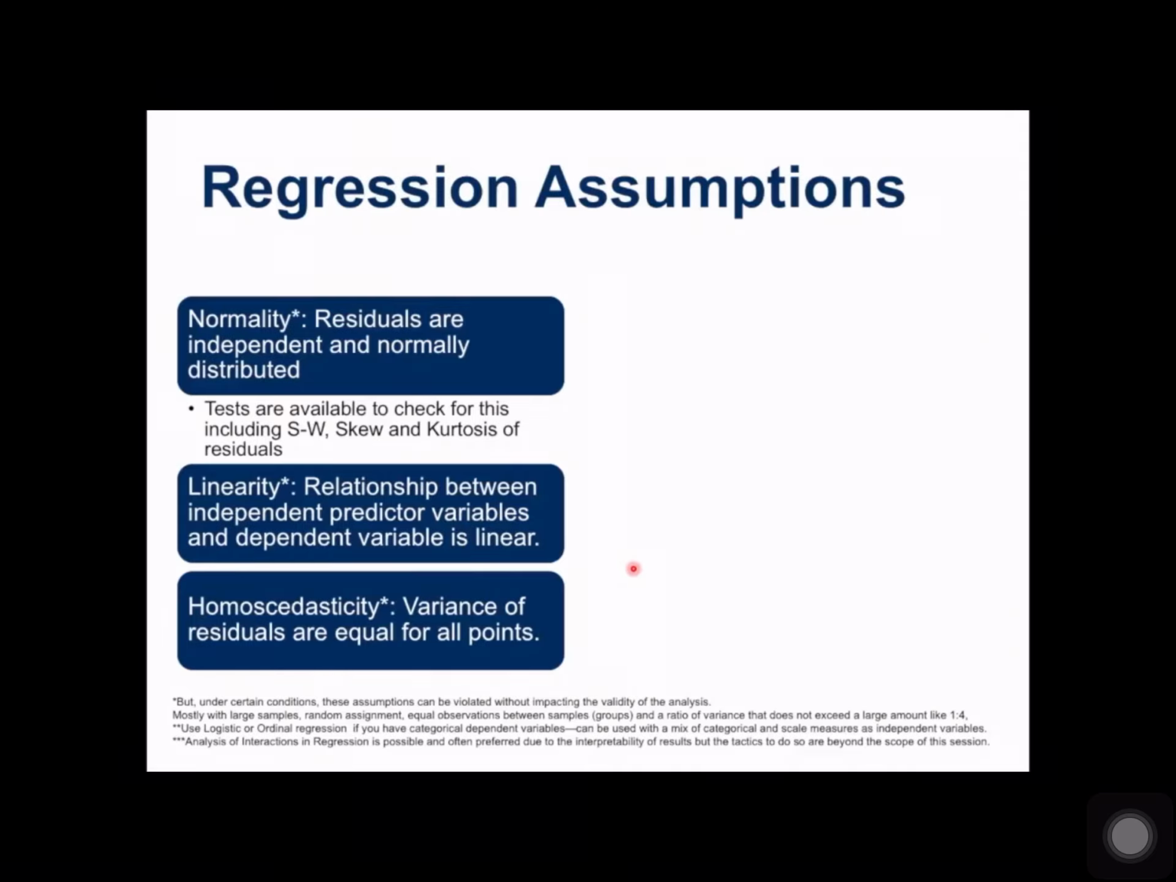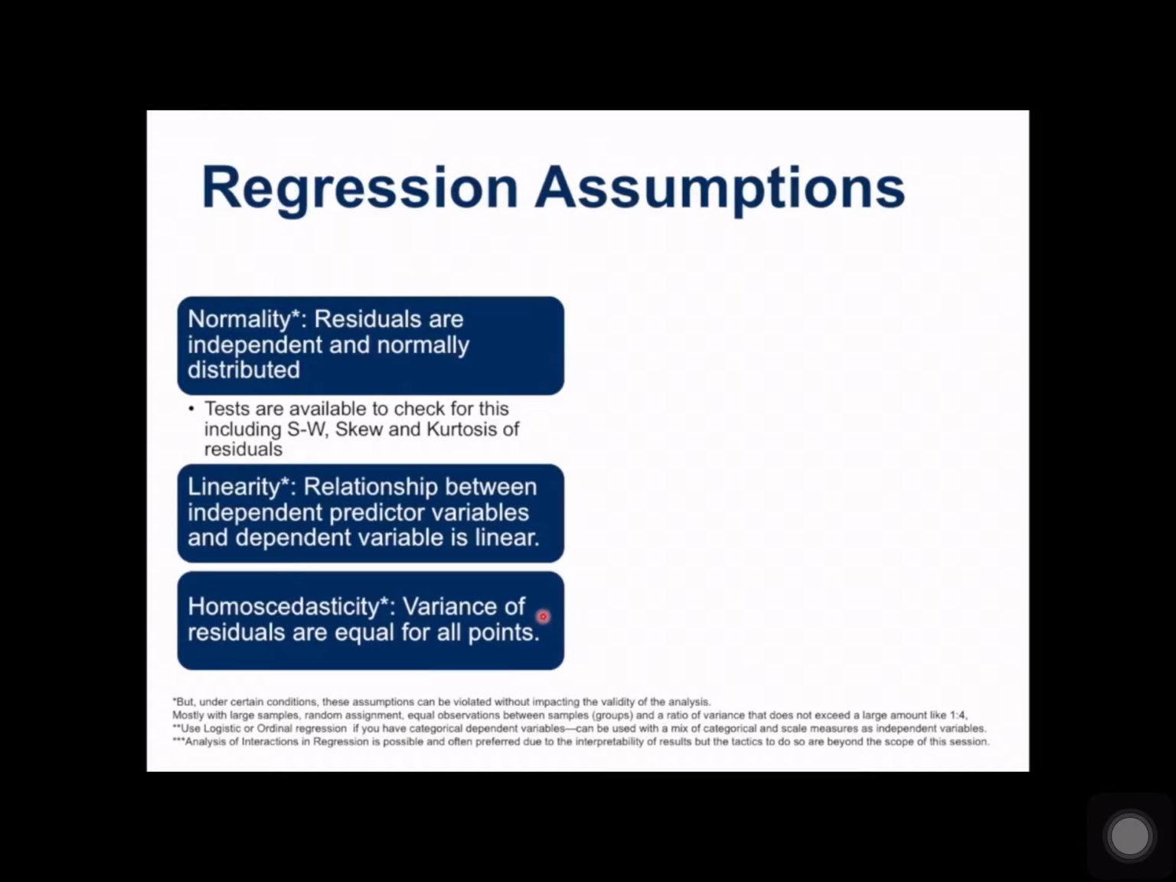Now, there are some assumptions with regression. First of all, normality. You probably get the sense that a lot of regression makes some kind of assumption about normality. Here, we're concerned about the normality of residuals that are independent and they're normally distributed. Luckily, there are some tests that we can look at in SPSS to help us understand that. Also, linearity. There should be a relationship between the independent predictor variables and the dependent variable, and the assumption for linear regression is that they're linear. And if you have a different assumption, there could be a different kind of regression that you may want to use. And also, there's this term of homoscedasticity. It just means that the variance of the residuals are equal for all points. And again, there are some plots and things that we can check.